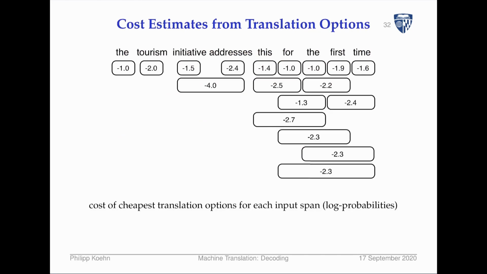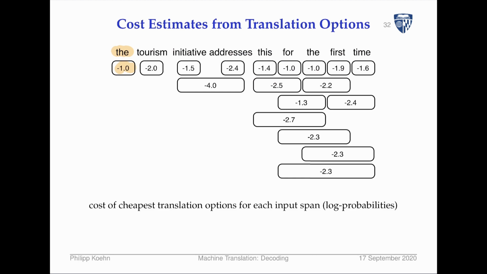Here are the cost estimates from translation options. What we did here is we looked at a word like "the", looked at all its possible translations, and considered not only the phrase translation probability, but also the language model probability. So here, if it's a single word, just the unigram probability, and then pick the best one.